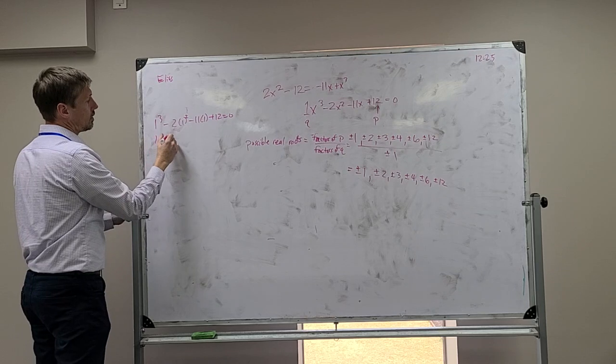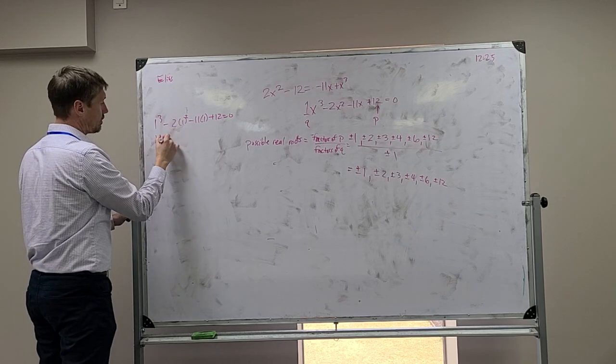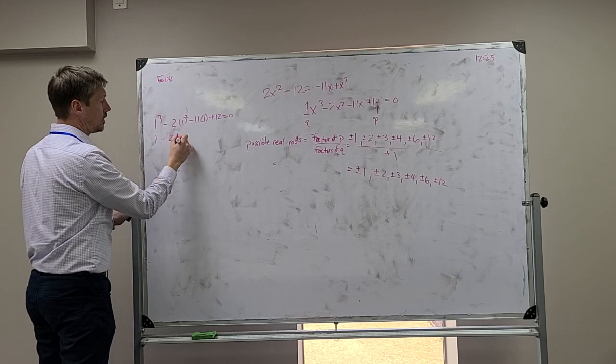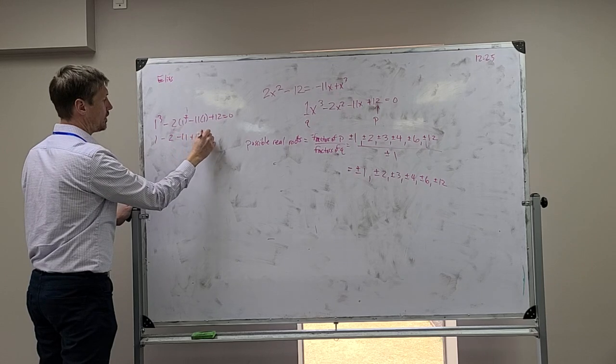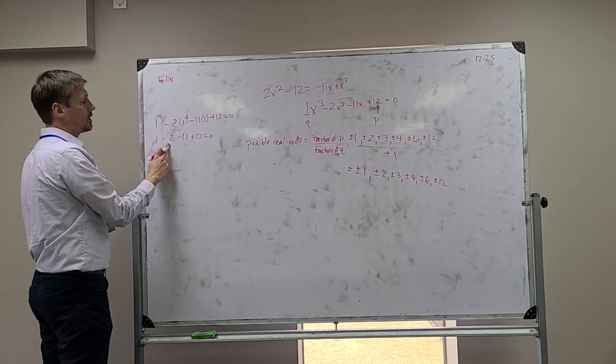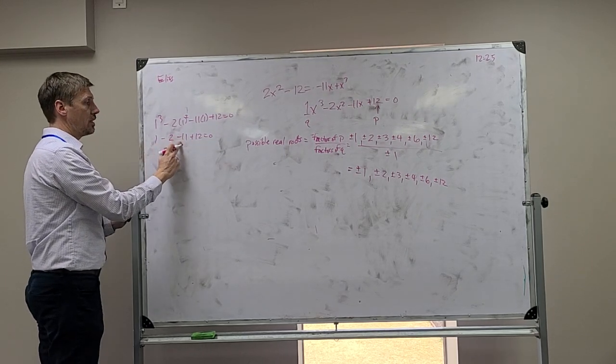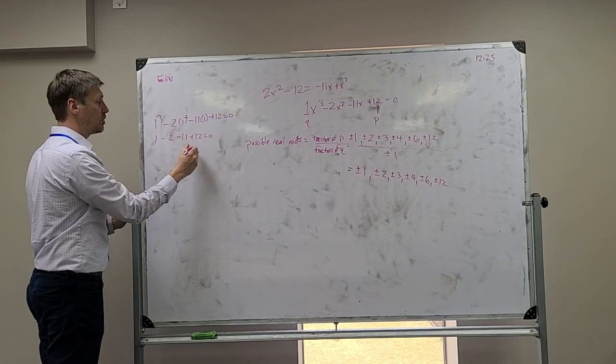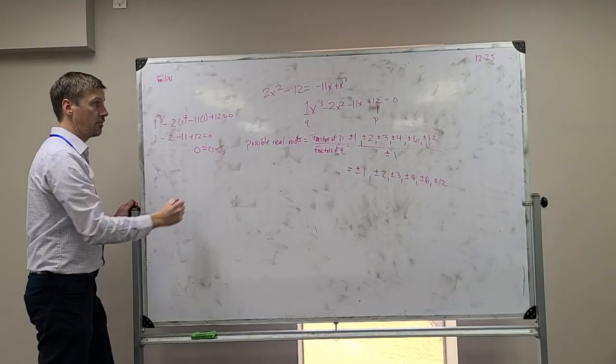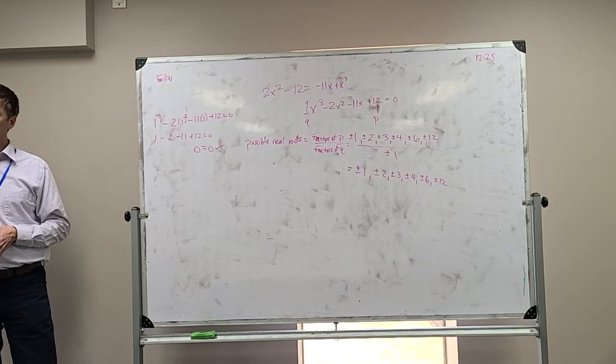So I get 1, 2 times 1 is negative 2, negative 11, plus 12 equals 0. 1 minus 2 is negative 1. Negative 1 minus 11 is negative 12. Negative 12 plus 12 is 0. So sure enough, that is a root.